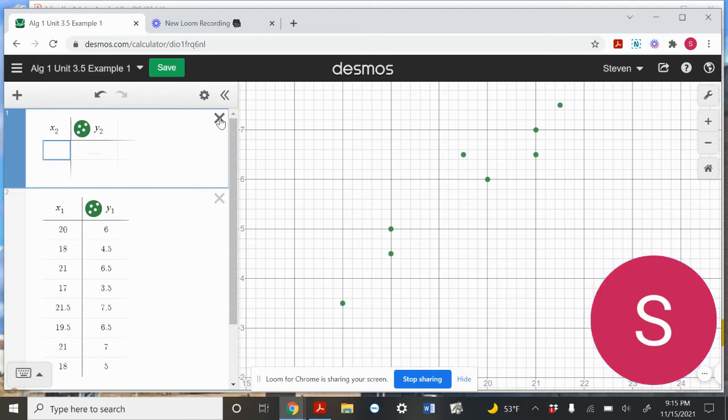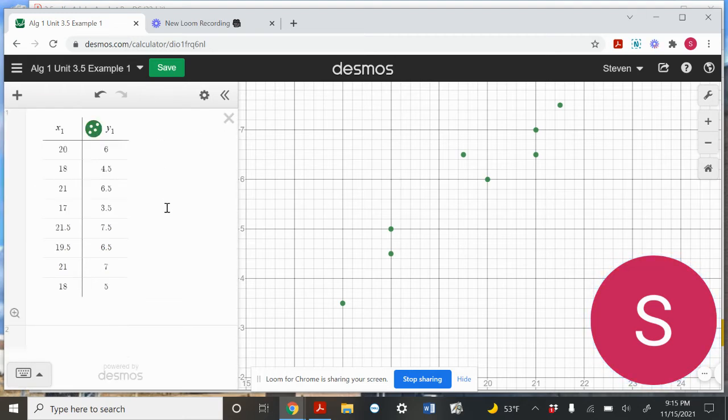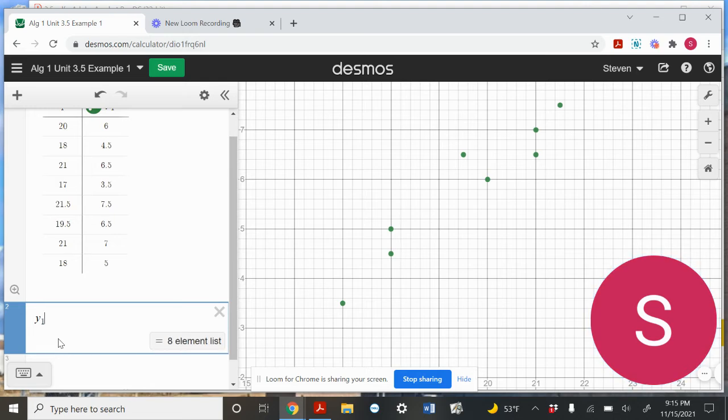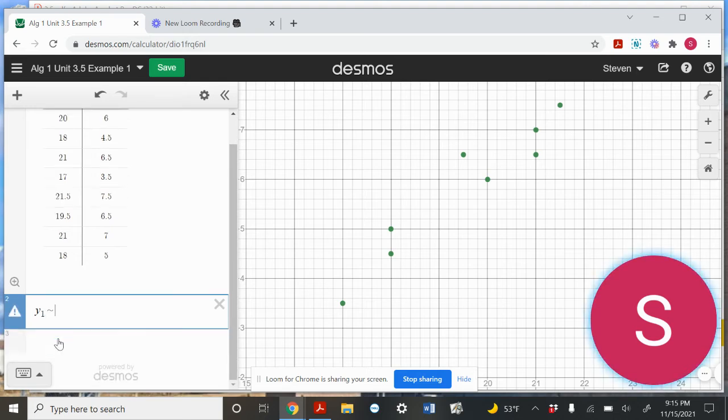But in this case, I'm just going to do the one table. I'm going to get rid of that one. And now we're going to see how we fit the data the best way. So what I would do is type in Y, and then just type 1. Notice it creates it as a sub 1. And then we're going to hit the tilde. The tilde is right next to your 1 on your keyboard. And then we're going to do the slope, which is our M value.